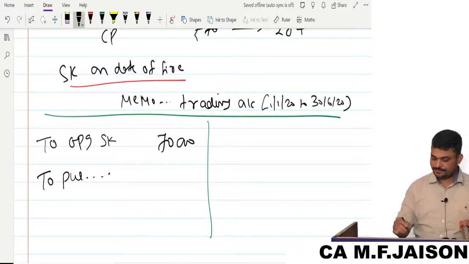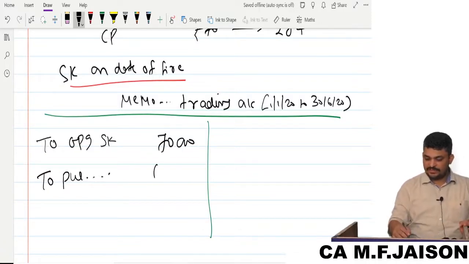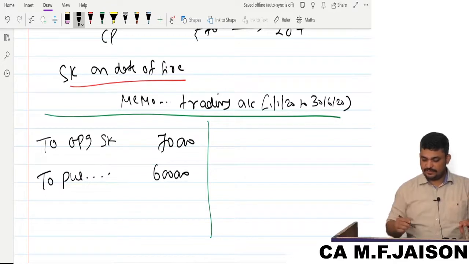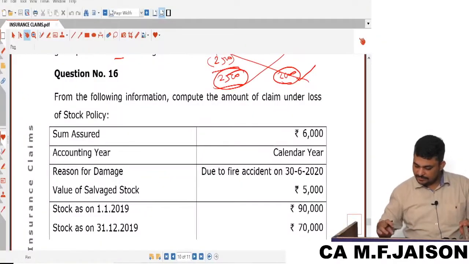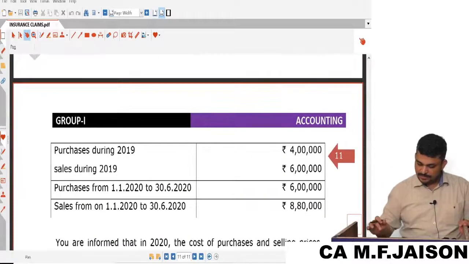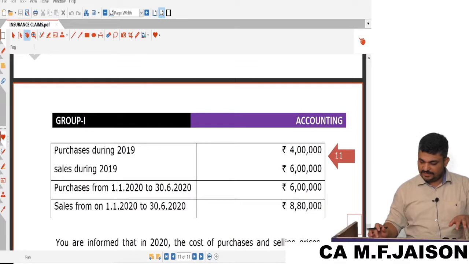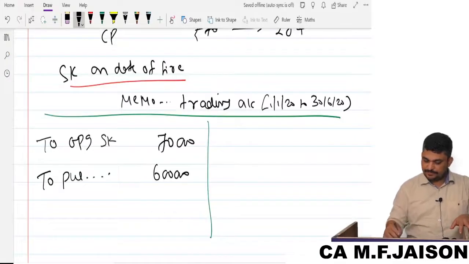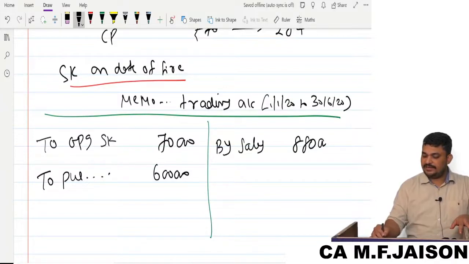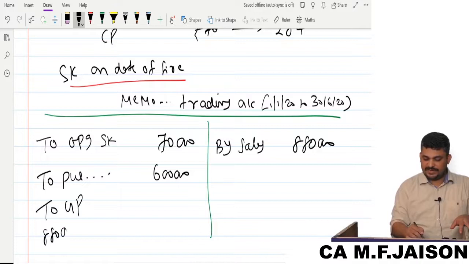Purchases 6 lakhs. This year also 6 lakhs. Last year it was 4 lakhs. Okay. This year 6 lakhs. And sales 8,80,000. Then we have gross profit, which is 8,80,000 into 26 by 110.